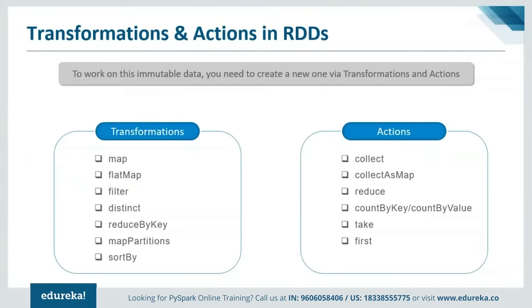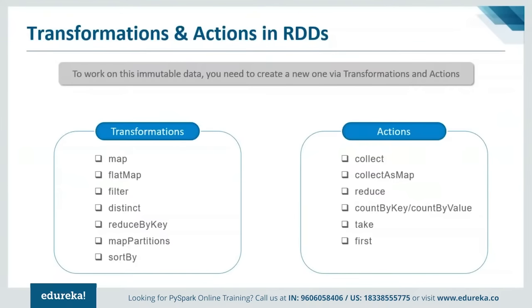Spark maintains a record of the operations being called with the help of directed acyclic graphs, also known as DAGs. Since transformations are lazy in nature, the data is not loaded until it's necessary. And the moment we call an action on the data, all the computations are performed in parallel to give you the desired output.